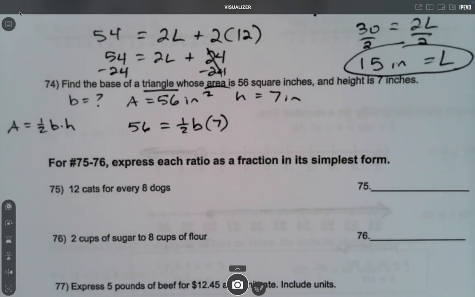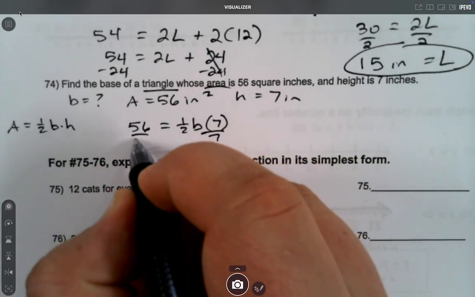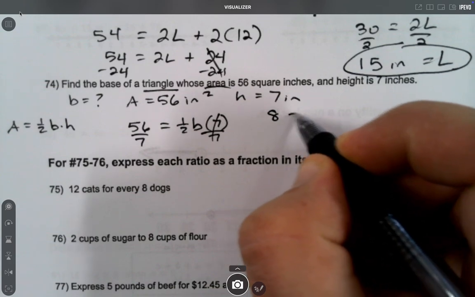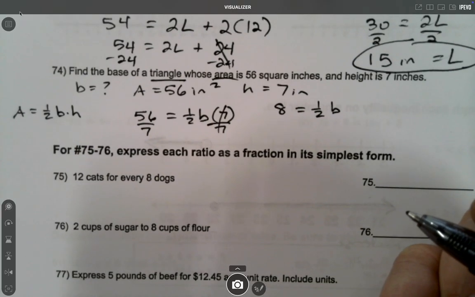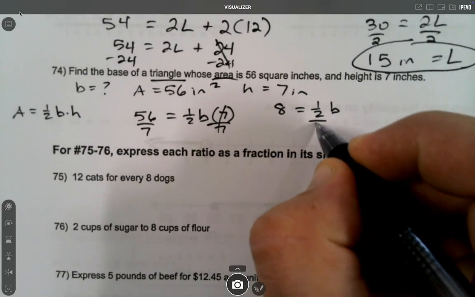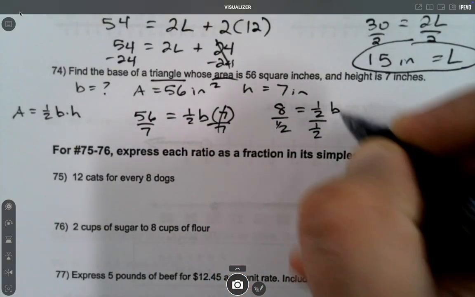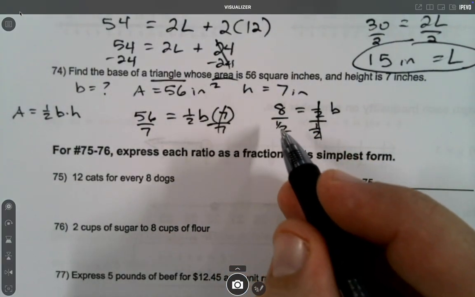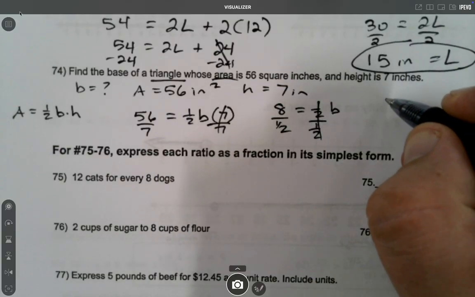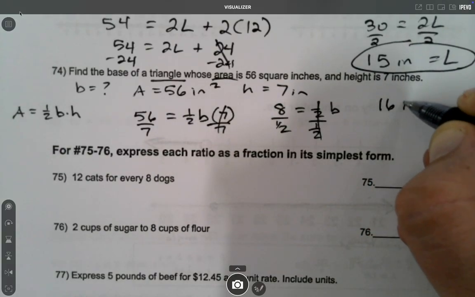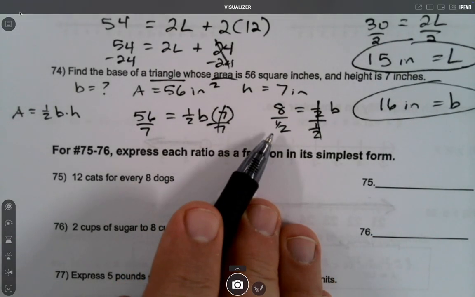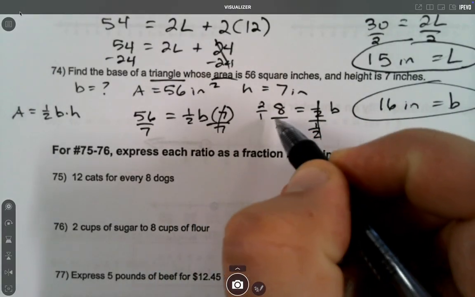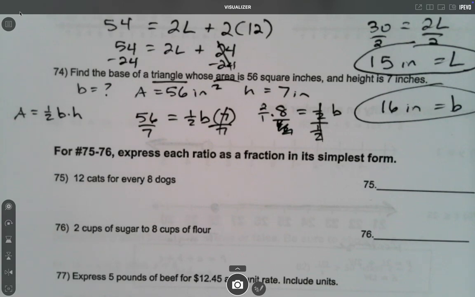Now there's more than one way you could go about solving for B. The way I'm going to choose to do it is to go ahead and divide both sides by 7. So that gives me 8 equals 1/2 times B. And then you can divide both sides by 1/2, which is the same thing as multiplying by 2. If you do 8 divided by 0.5 in your calculator, you'll get 16 inches for the base. Because dividing by a fraction is the same thing as multiplying by its reciprocal. So we get 2 times 8, which is 16.